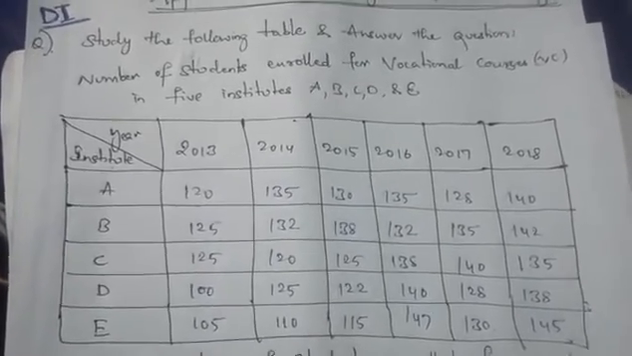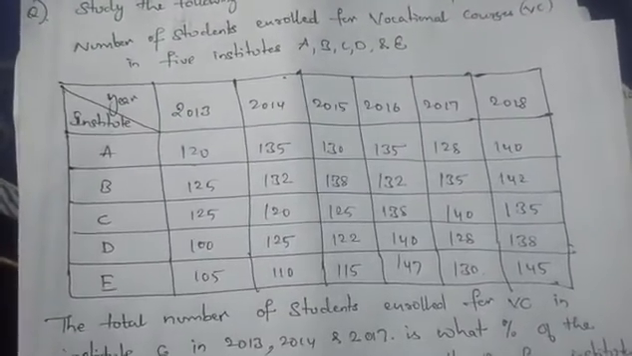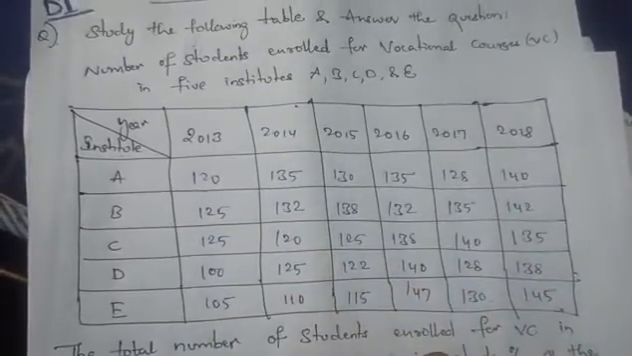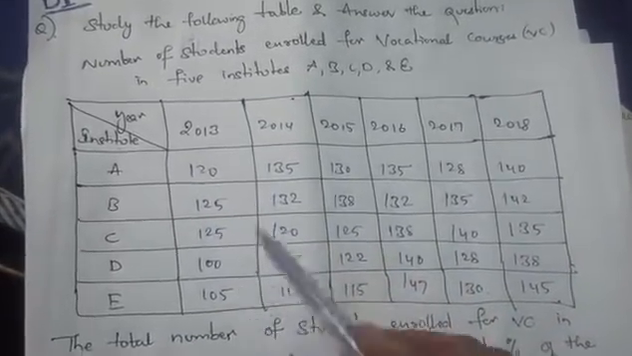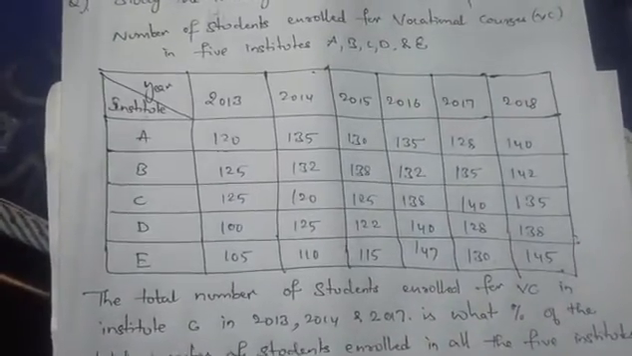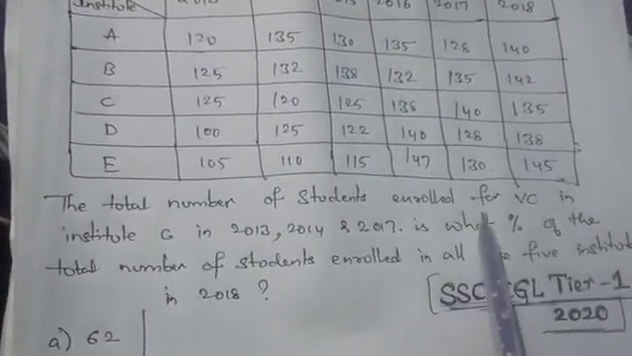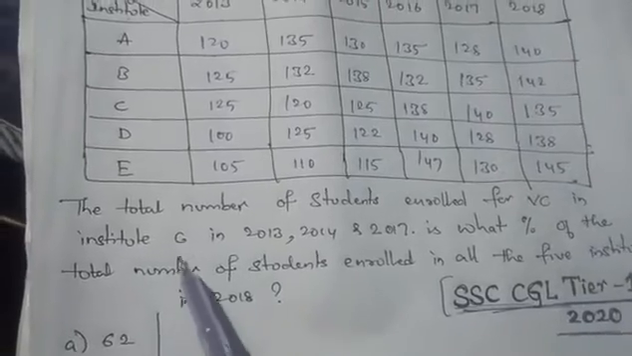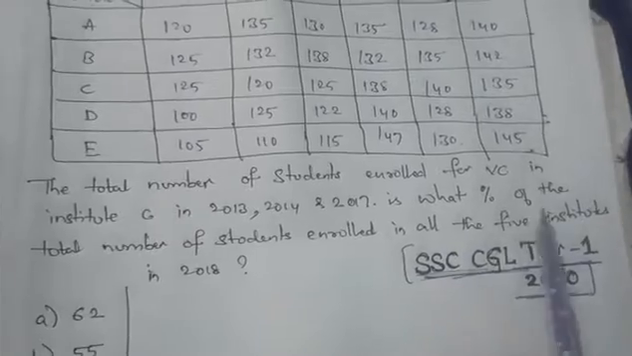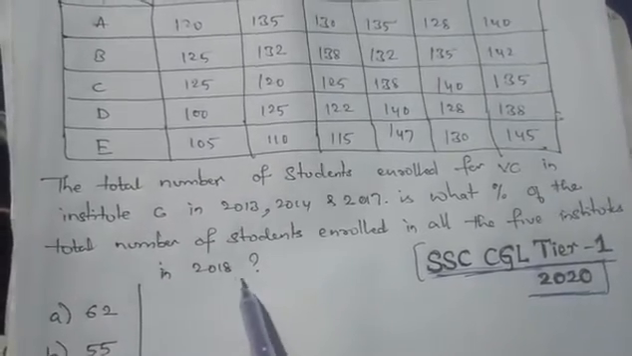solve that too accurately. You can clearly see the tabular column, that is 5 by 5, with 5 different years and 5 different institutes. And these are the data given in the table. In the question they are asking us to find the total number of students enrolled for vocational courses in Institute C in 13, 14, 17 is what percent of the total number of students enrolled in all the 5 institutes in 2018.